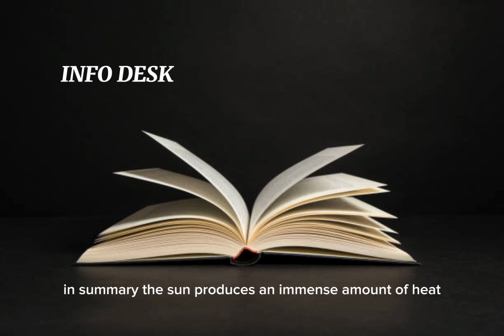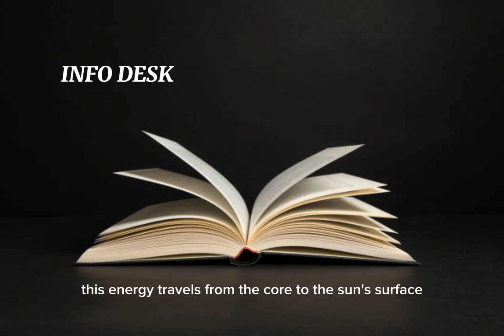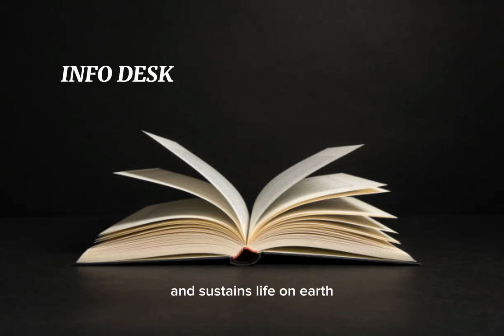In summary, the sun produces an immense amount of heat through the process of nuclear fusion. The hydrogen atoms in the sun's core combine to form helium, releasing energy in the form of light and heat. This energy travels from the core to the sun's surface, where it is emitted as sunlight. The sun's intense heat powers our planet and sustains life on Earth.